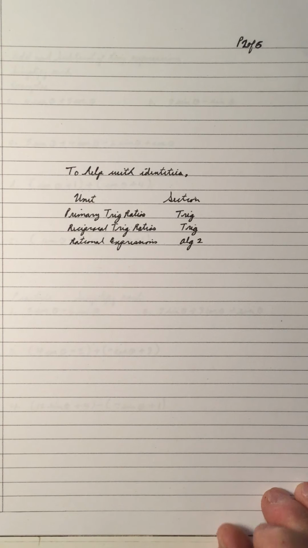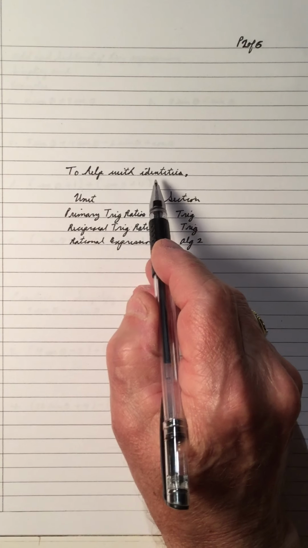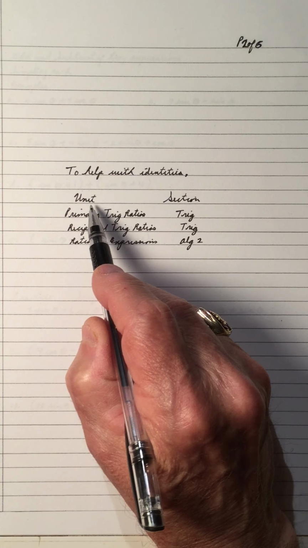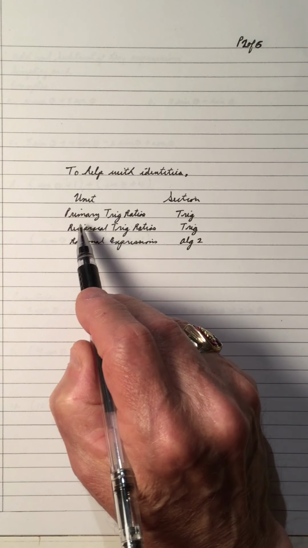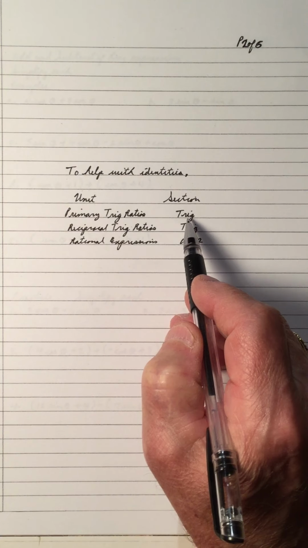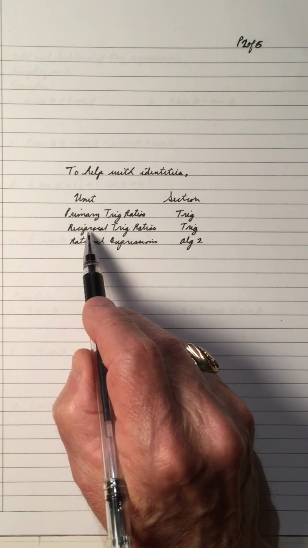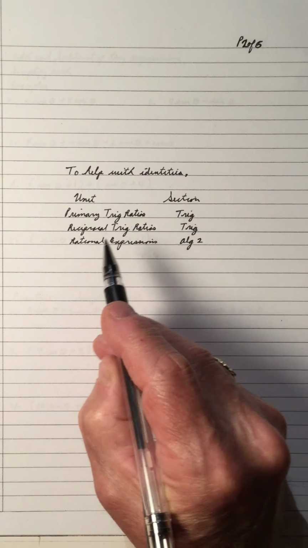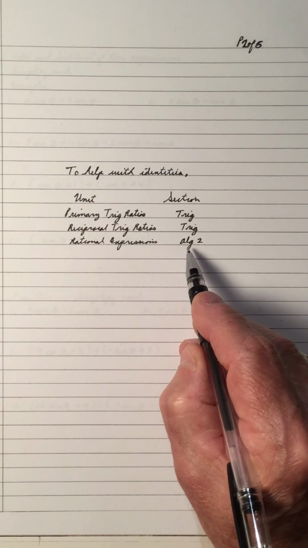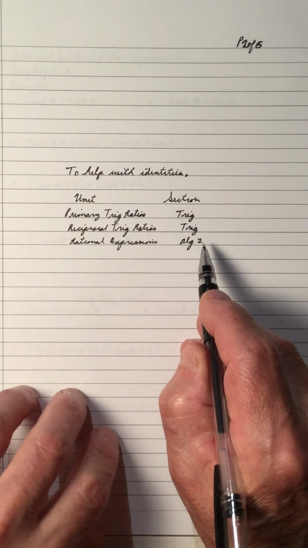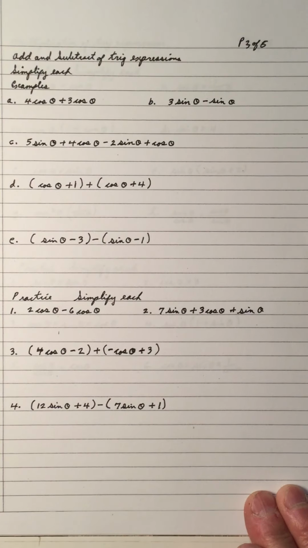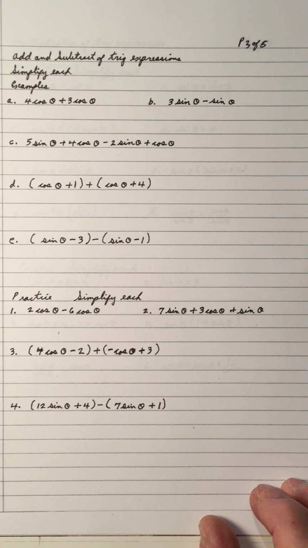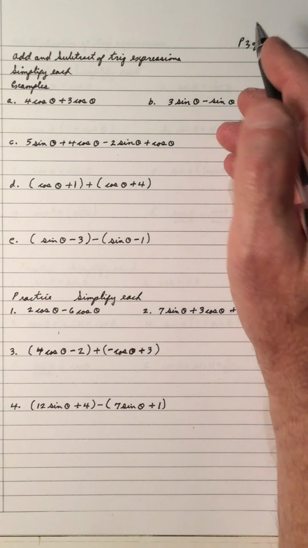But before we start, to help with identities, the units that are needed are primary trig ratios in the section on trig, the reciprocal trig ratios also in the section on trig, and the rational expressions in the section on algebra 2. These units would be excellent to do first because they would help you in understanding how to deal with identities. So let's start.